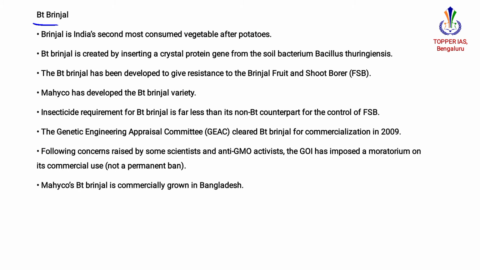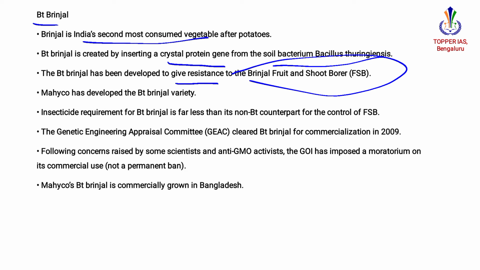Next, Bt brinjal. It is India's second most consumed vegetable after potatoes. It is created using a crystalline protein gene from this bacterium, and Bt brinjal has been developed to give resistance to FSB, the fruit and shoot borer. Mahyco developed this Bt brinjal variety.